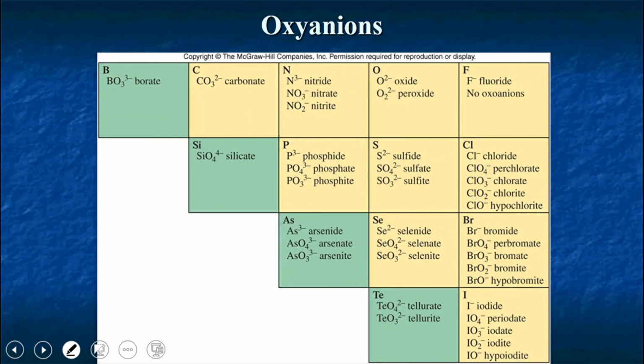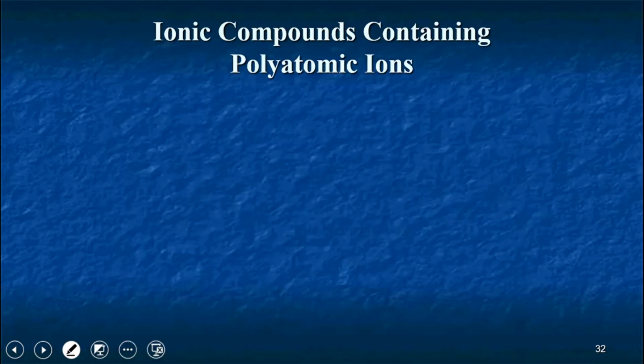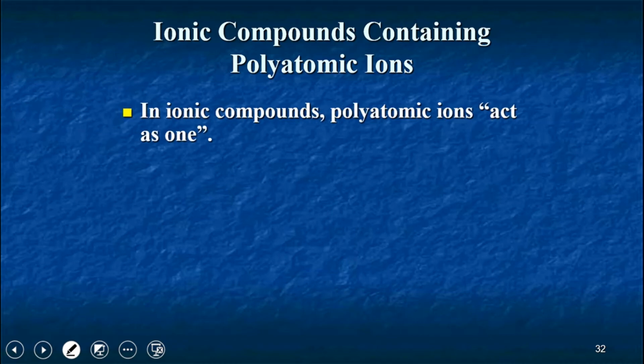All right, so what do we do when we write formulas of ionic compounds that contain polyatomic ions? We're going to treat the polyatomic ion as if it were a single entity. In other words, polyatomic ions, quote unquote, act as one. So let's say I'm going to form a compound between sodium and SO4 with a -2 charge. That's the sulfate ion. So again, I'm going to do the crossover like we did before.